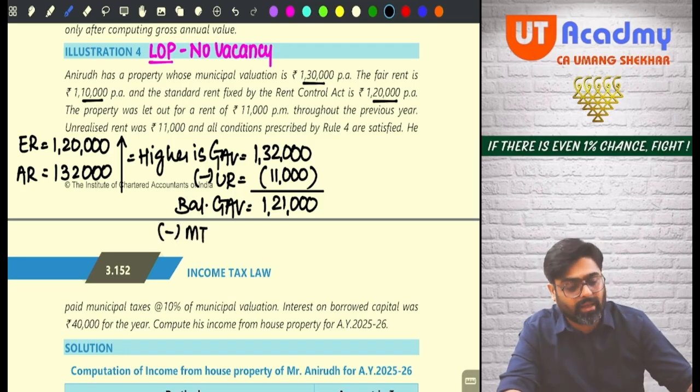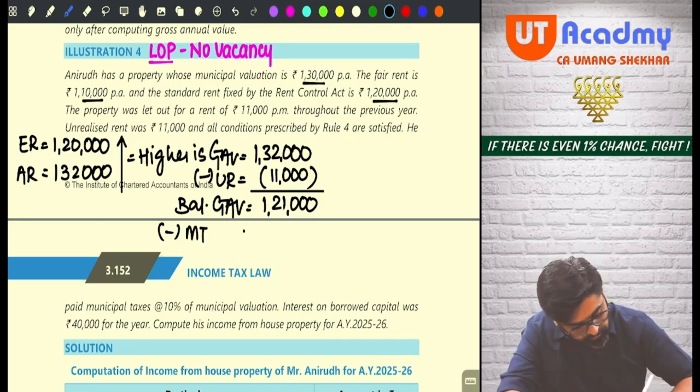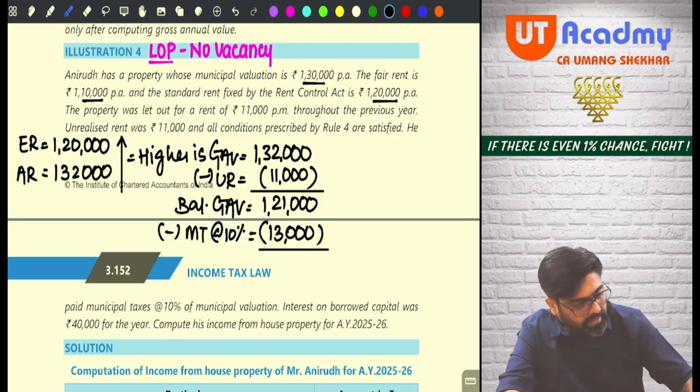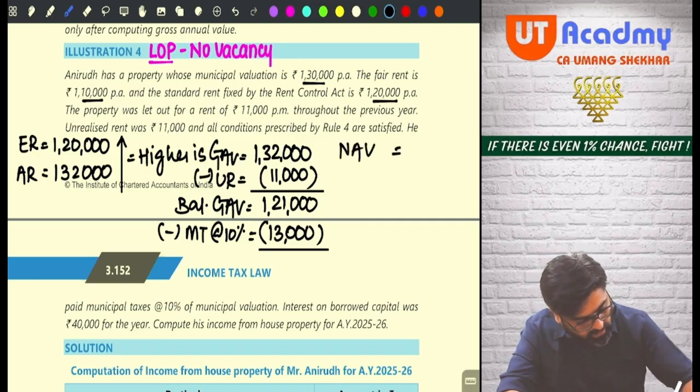Everyone got this? From there, we'll get municipal tax deduction. How much is municipal tax? It is 10% of municipal value. What is municipal value? 1,30,000. 10% of that will be 13,000. So reduce this 13,000 out of 1,21,000. You will get 1,08,000. Can I say my NAV is now 1,08,000?